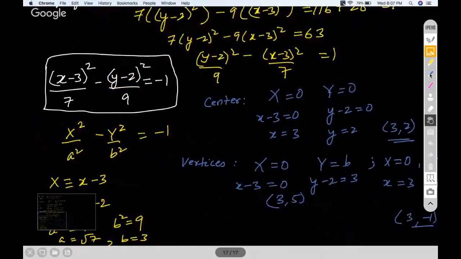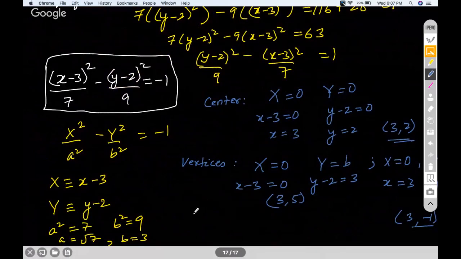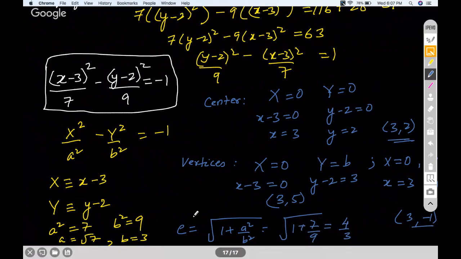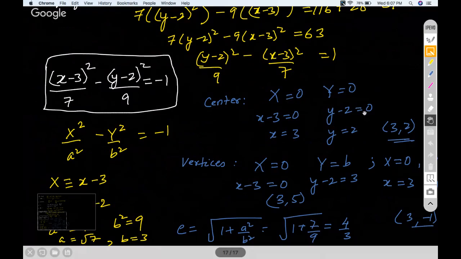Next is the eccentricity. Eccentricity in this case will be under root of 1 plus a square by b square. So which is 1 plus 7 by 9. That's going to be 4 by 3. So eccentricity is going to be 4 by 3. Right?